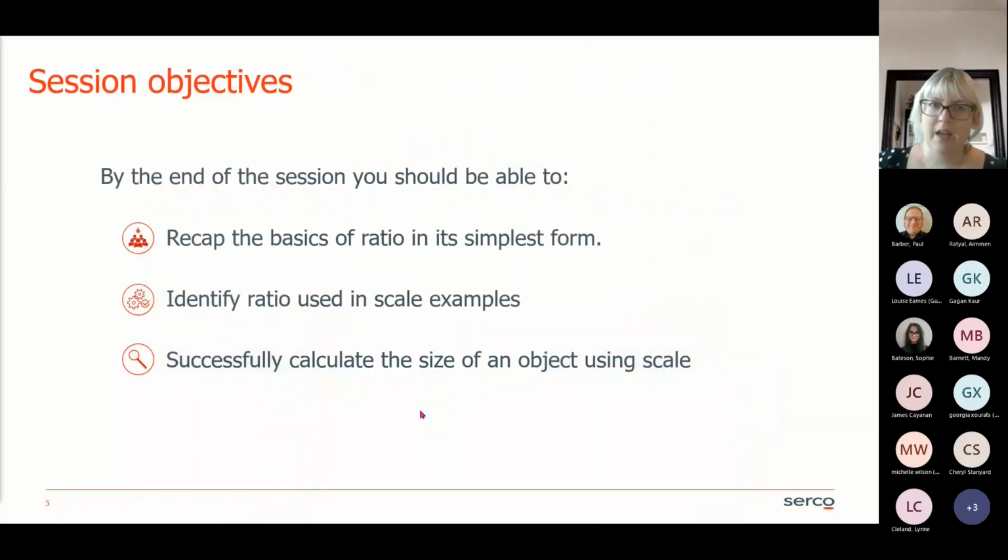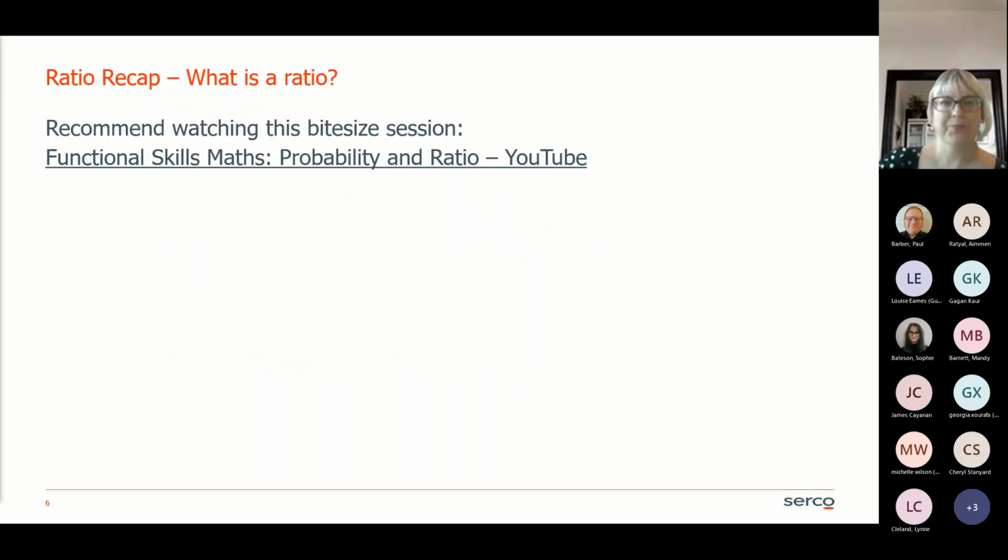A few objectives for this session. By the end of the session, you should be able to recap the basics of ratio in its simplest form, identify ratio used in scale examples, and successfully calculate the size of an object using scale. So quite a short session. It will be interactive, so I'll get you to do some activities, and we'll be able to establish if you get the answers right, then you've obviously improved, and if you don't, then you'll need to do a little bit of work on it. So let's have a little look then.